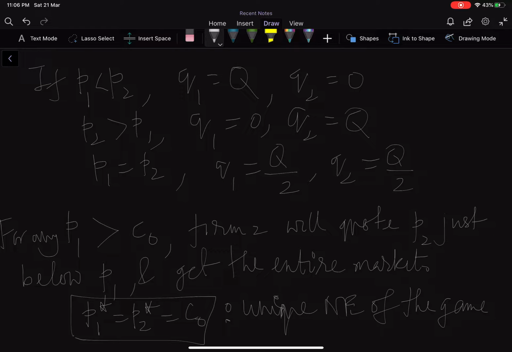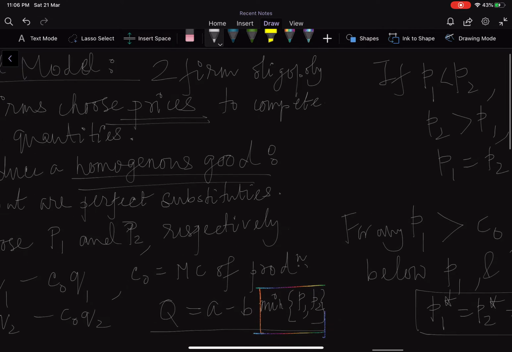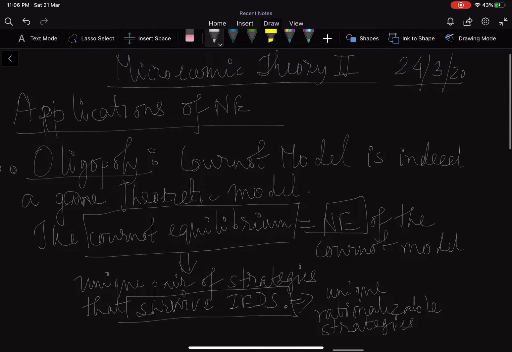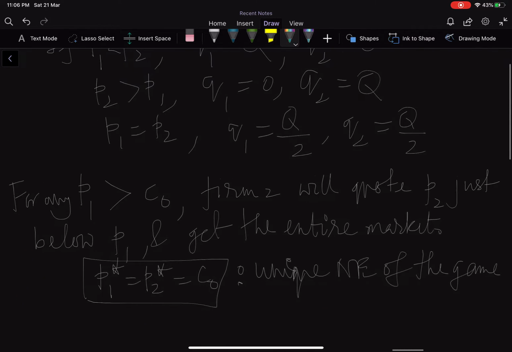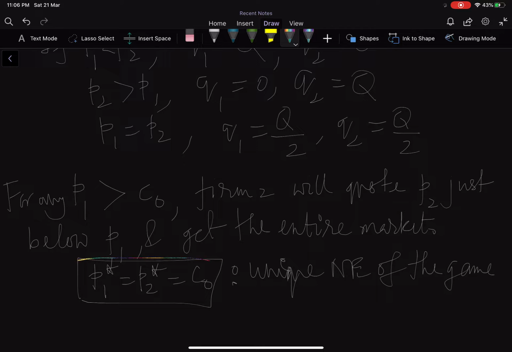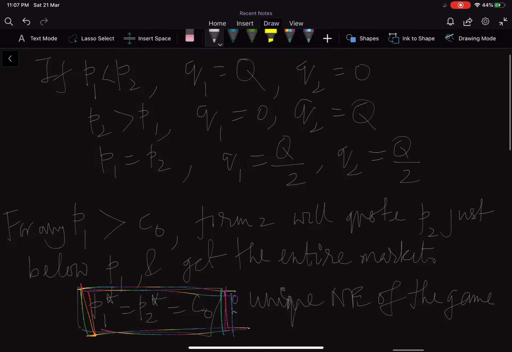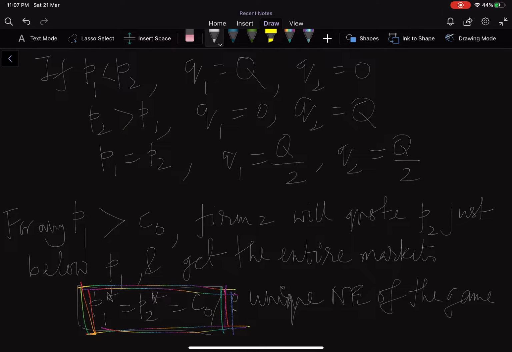So price competition is a much fiercer form of competition than quantity competition. In quantity competition, you have Cournot, and in price competition, you have the Bertrand, which is this case. So this is the Bertrand equilibrium. Bertrand's point was that instead of quantity, if you think about firms competing over prices, even with two firms, you get efficiency.